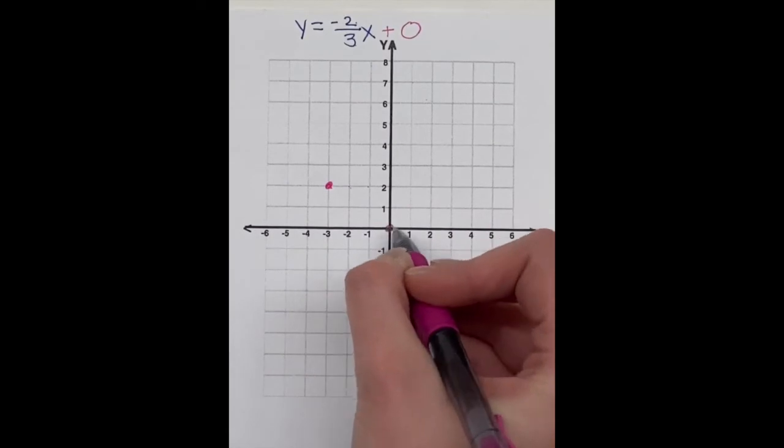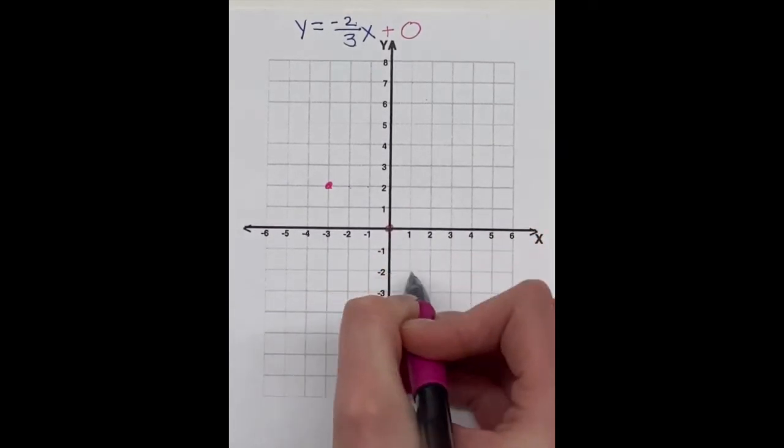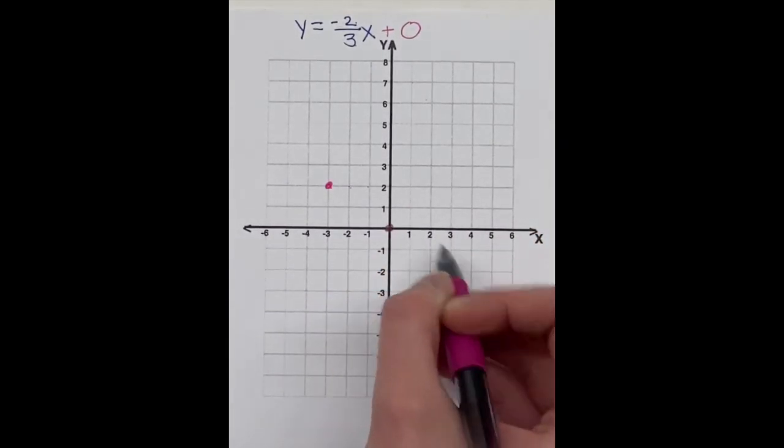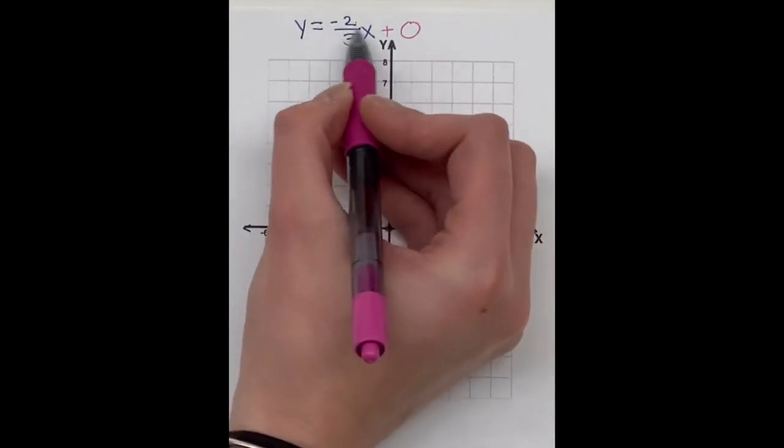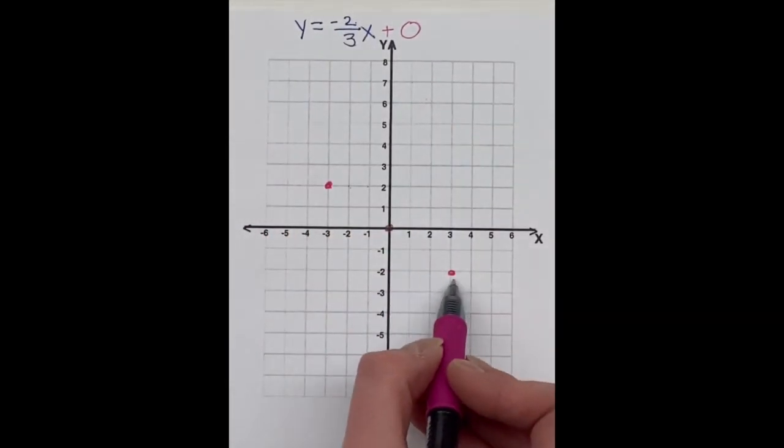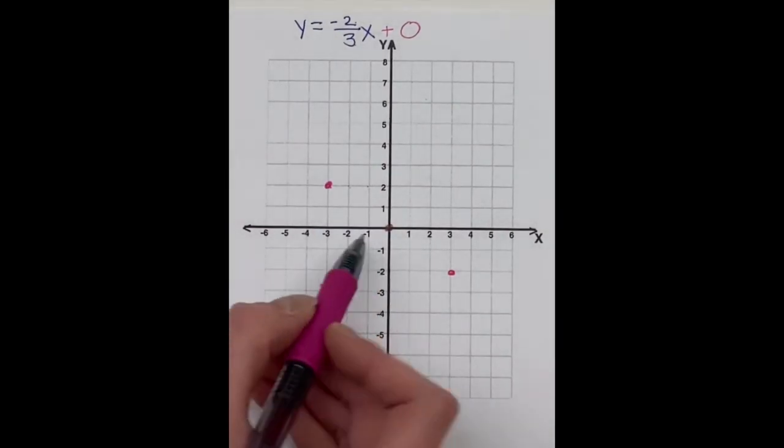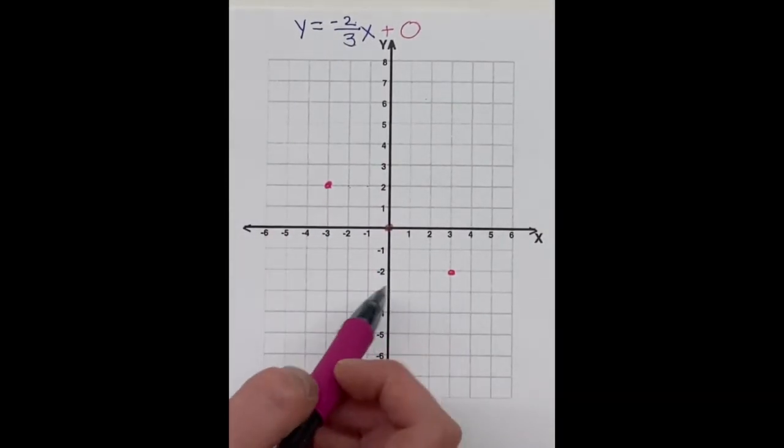Or we could go down 2 and to the right 3. And when I move down, that would take care of the -2, and the 3 to the right would be the +3. Either way I move, I see that it's going to lie on the same line.